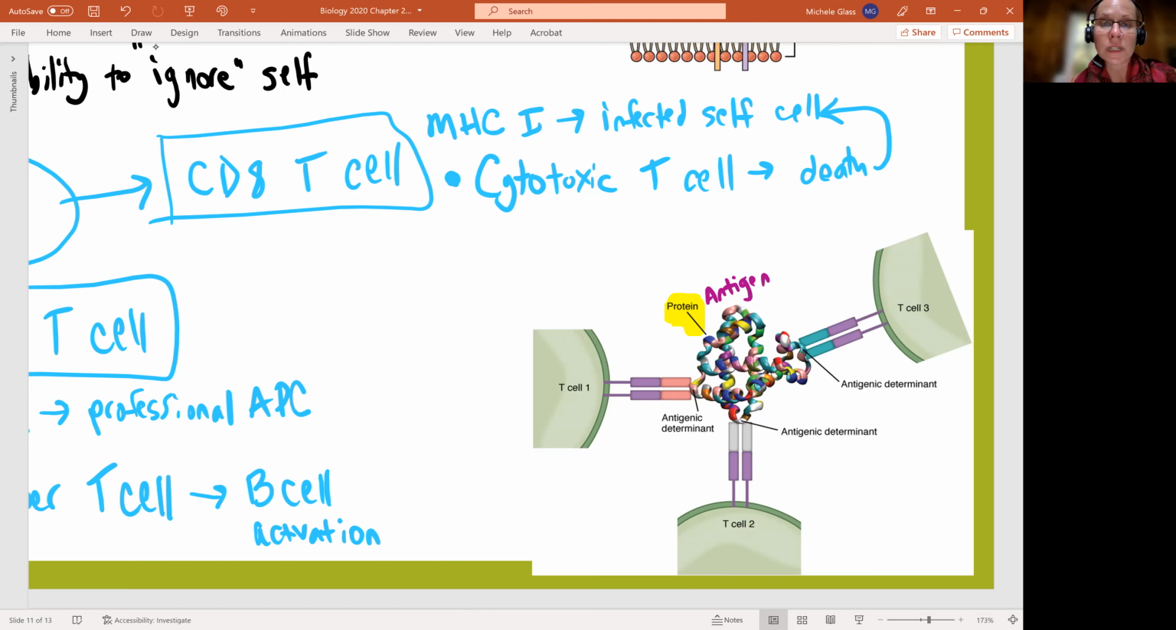This is some important redundancy in our adaptive immune response, meaning if the pathogen makes some changes to this antigen such that one of those antigen determinant sites disappears, that's okay, because in this example, there's 2 other cells that will still recognize it. So we still have the ability to mount an adaptive immune response. Okay.